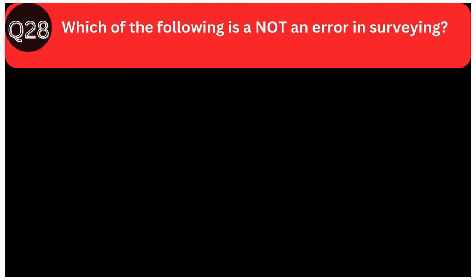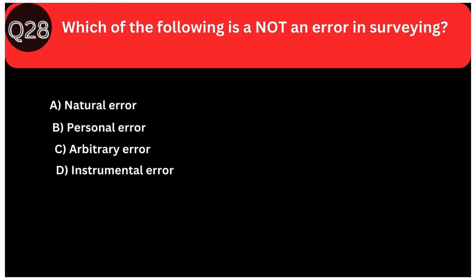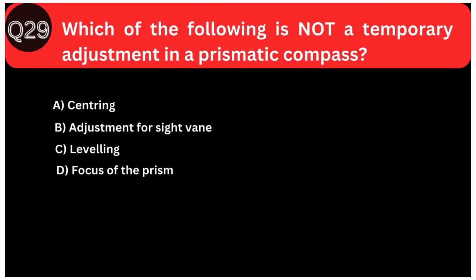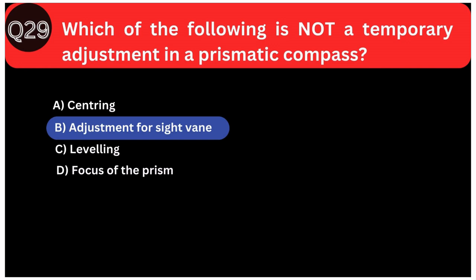Which of the following is not an error in surveying? Option A, natural error, B, personal error, C, arbitrary error, D, instrumental error. Answer C, arbitrary error. Which of the following is not a temporary adjustment in a prismatic compass? Option A, centering, B, adjustment for sight vane, C, leveling, D, focus of the prism. Answer B, adjustment for sight vane.